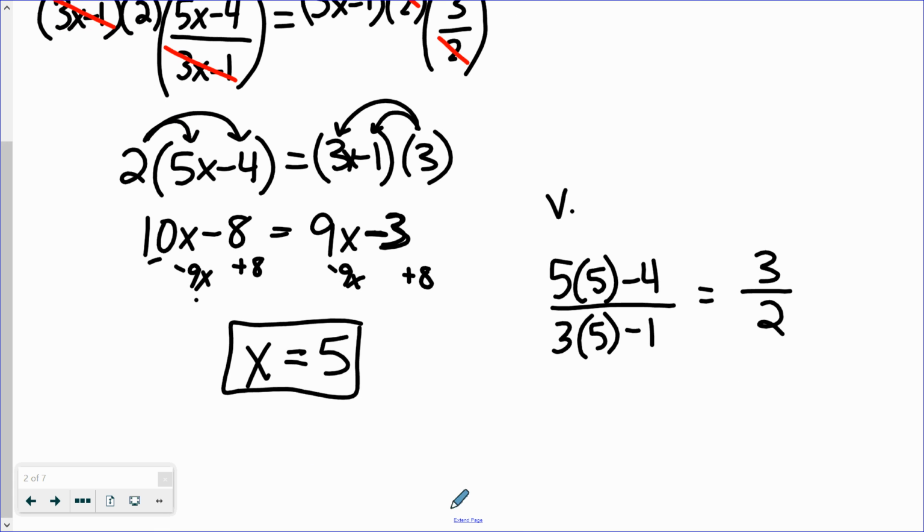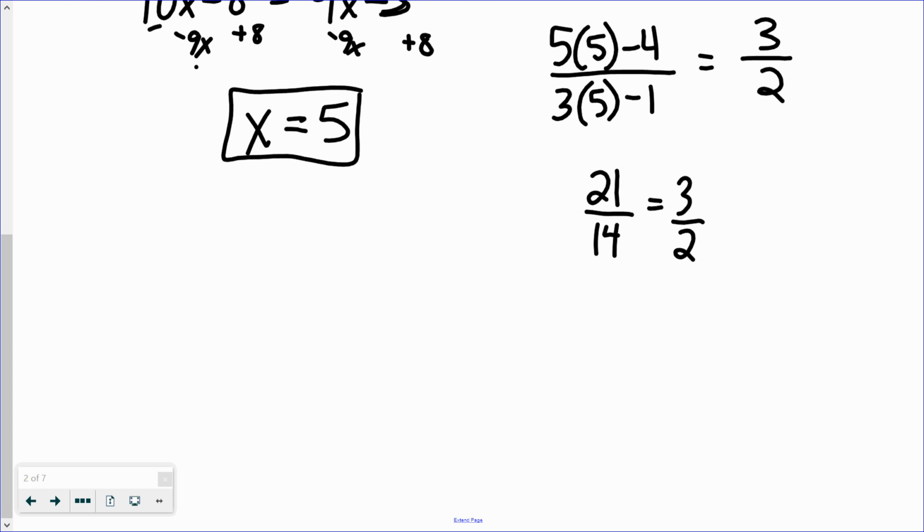So 5 times 5 is 25, 25 subtract 4 is 21. 3 times 5 is 15, 15 subtract 1 is 14. So what we have is 21 divided by 14 is equal to 3 over 2. If you don't recognize it right away, you could do 21 divided by 14 in your calculator, and you'll get 1.5. And you could do 3 divided by 2 in your calculator, and you get 1.5. And since your left-hand side of your equation equals your right-hand side of the equation, you know that you've got to the right answer.